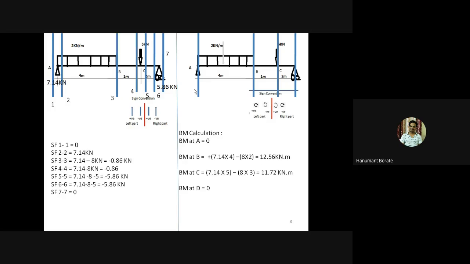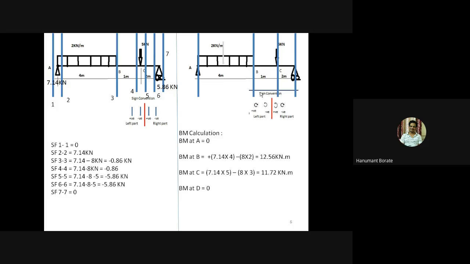Okay. Now next section at point C. Again, check the left side of the section. There are again two forces, but to calculate the moment the distances vary with respect to the previous section. Now take moment of the 7.14 force. Now check distance. Distance is 4 plus 1, 5 meter. 5 meter distance is for the section at C.